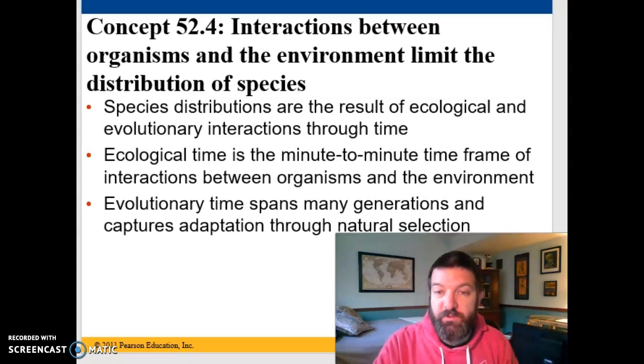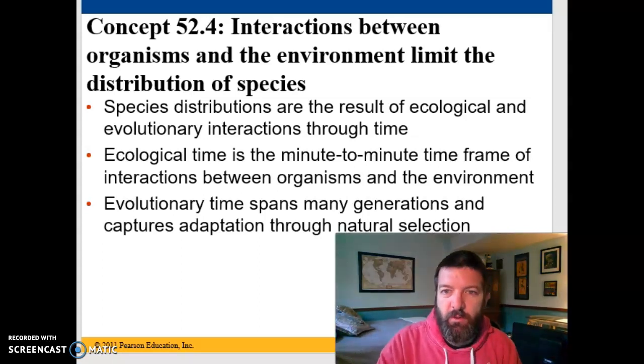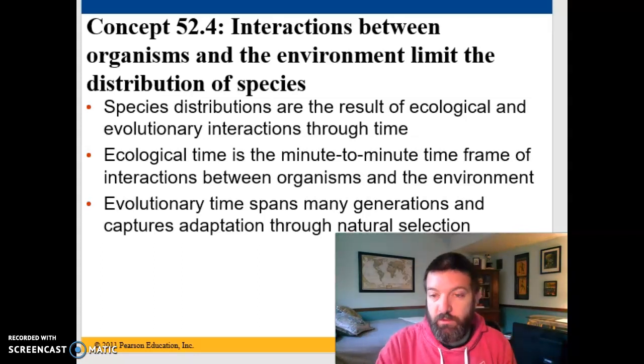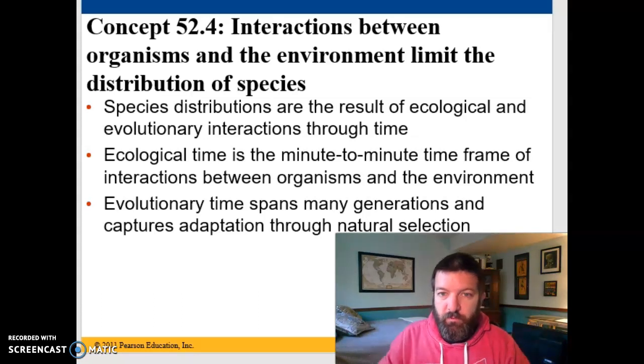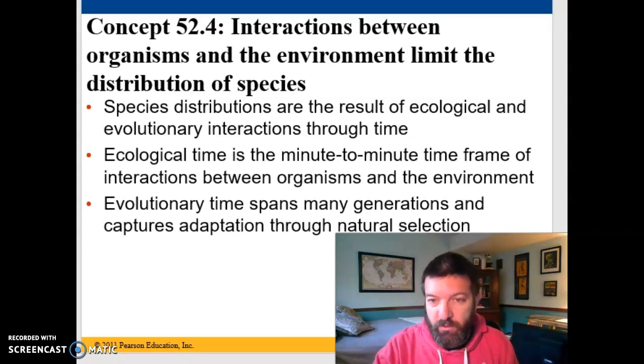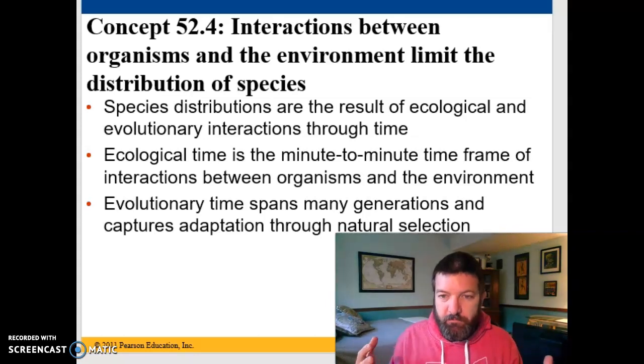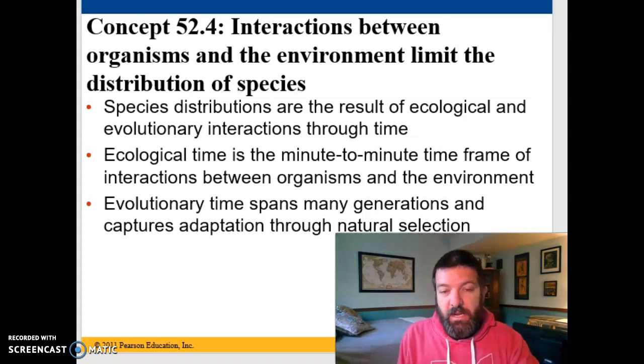The way that individuals of a species are distributed around the world in different ecosystems is largely a result of ecological interactions and also, over broader amounts of time, evolutionary interactions. Ecological interactions include the minute-to-minute time frame, so what's happening in an individual's day, what kind of organisms is it interacting with, what kind of landscapes and chemicals in the soil is it interacting with. But all of that comes together over evolutionary time, and those ecological interactions can affect evolution.